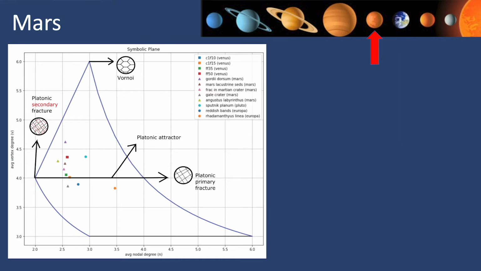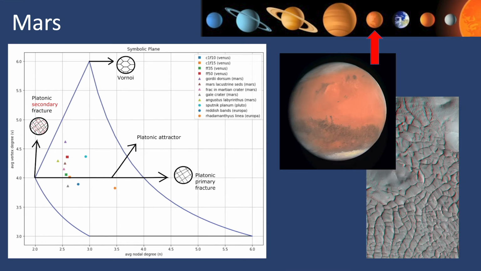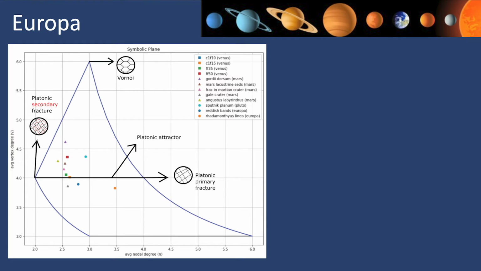Now let's take a look at Mars. Here's the fracture network that we isolated on Mars. And here is where that network plots in relation to our regular polygons. Now, let's look at Europa. Europa is a moon of Jupiter.